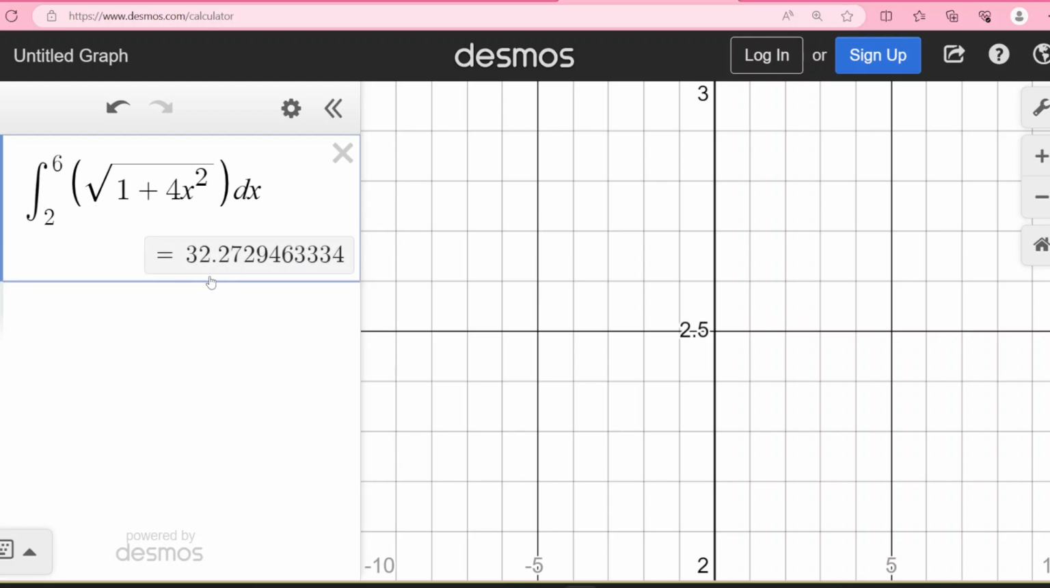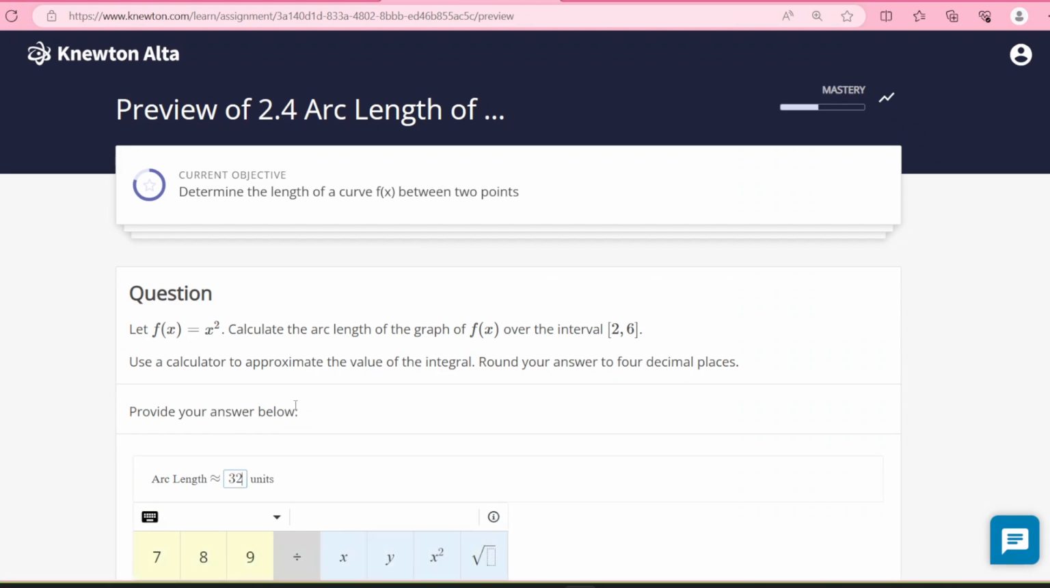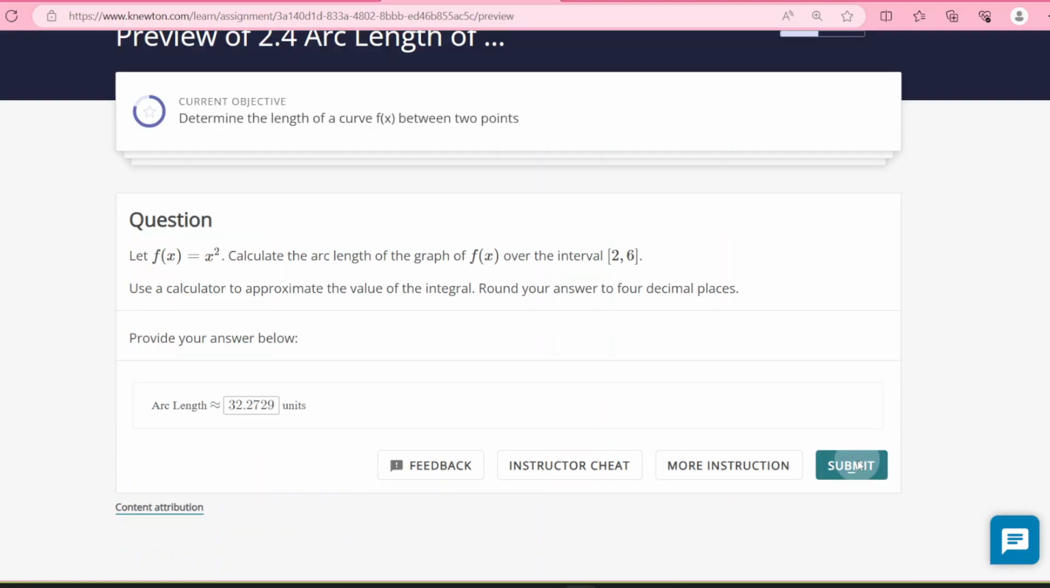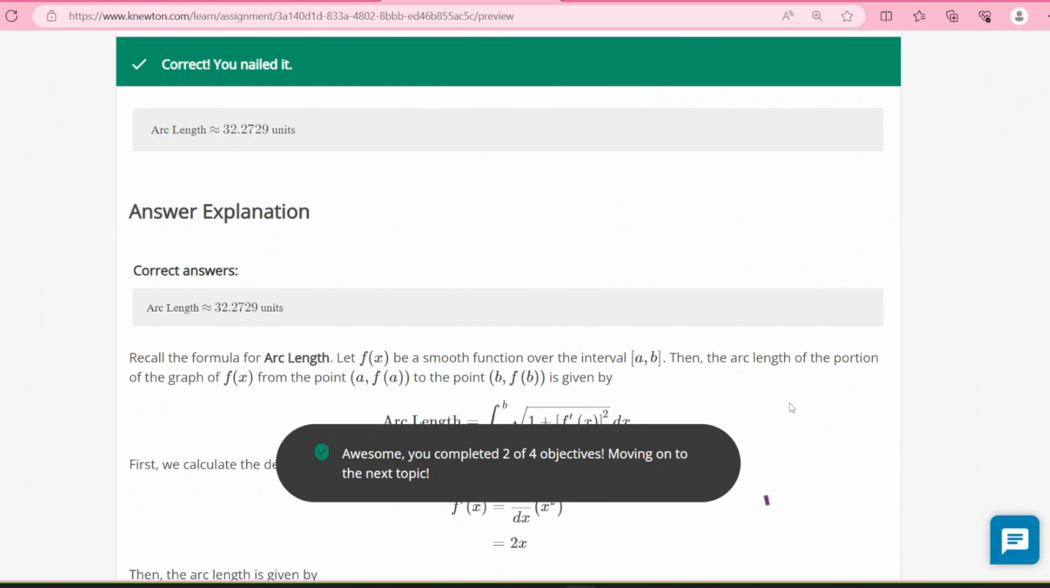So approximately 32.2729, and the fifth decimal place is 4, which is less than 5, so I keep the fourth decimal place the way it is. I don't bump it up. So 2729 units long. 32.2729, and that's what I'll enter here. Right, approximately 32.2729. And then check it out. Great.